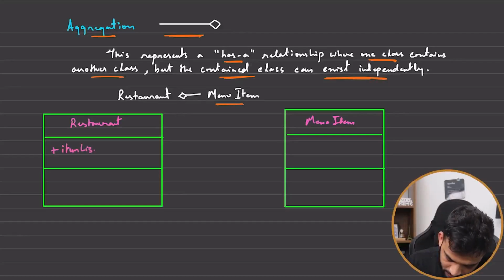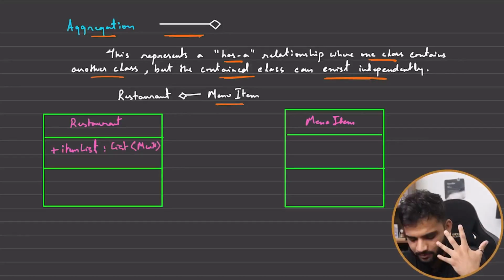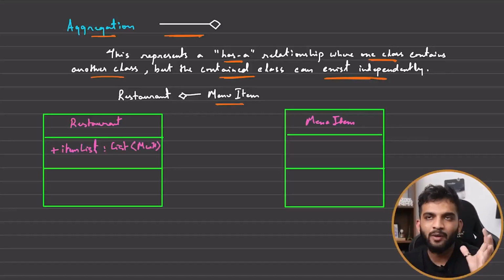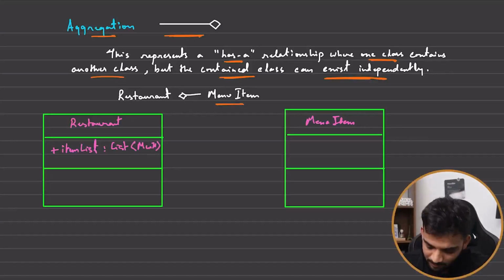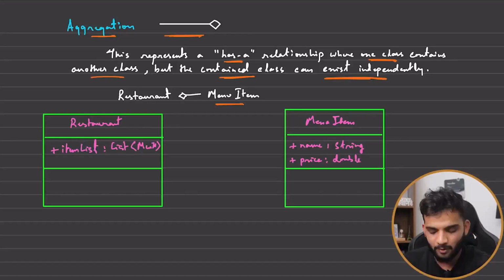Item list, and I could say list of menu item. Agreed, list of menu item. And then there could be methods, which I'm not writing as of now. When I'm talking about a menu item, it would typically have a name. So I can have a plus name as a string, and typically I could also have a price, and that would be a double. As of now, just assume this is what the menu item has.